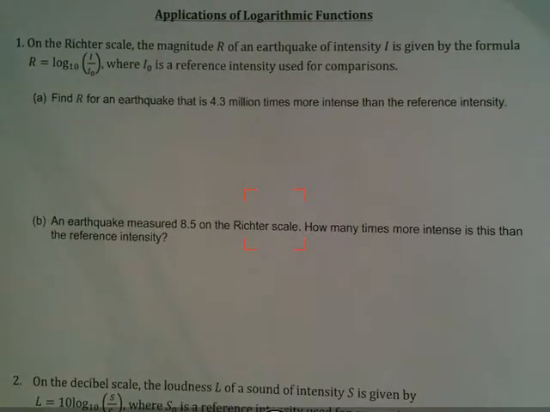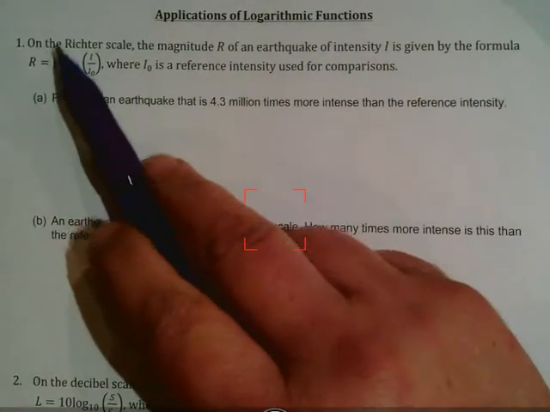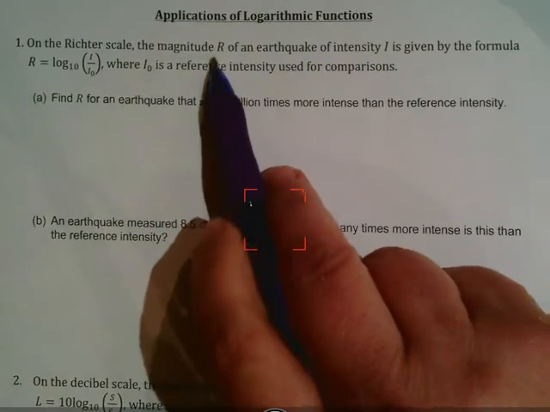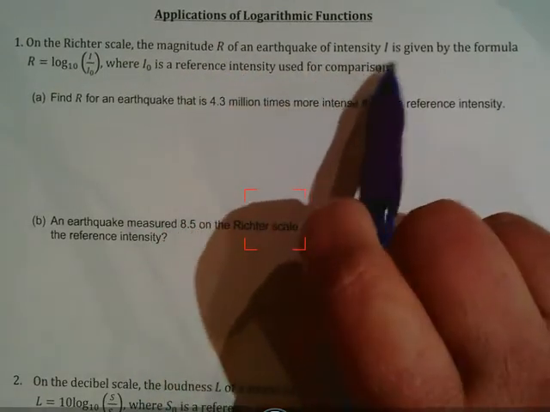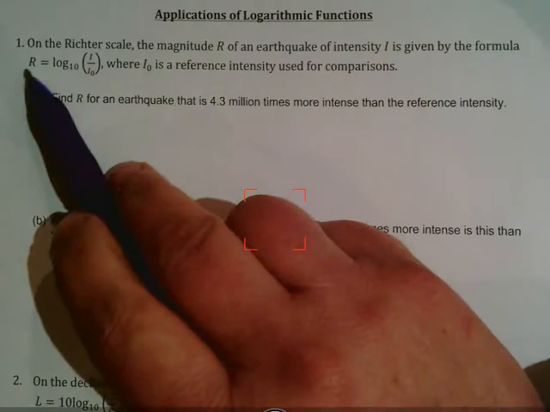Okay, just one more video, applications of logarithmic functions. So you would have heard of these before, so the Richter scale, and then we'll be looking at a question on the decibel scale and also pH. So on the Richter scale, the magnitude R of an earthquake of intensity I is given by this formula.